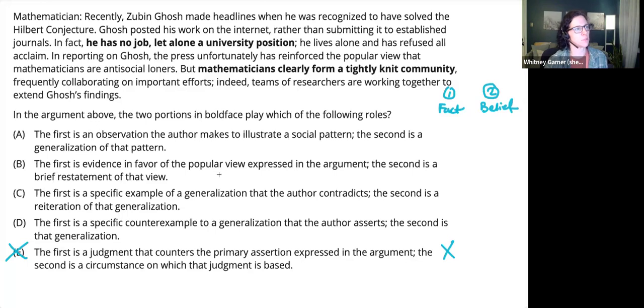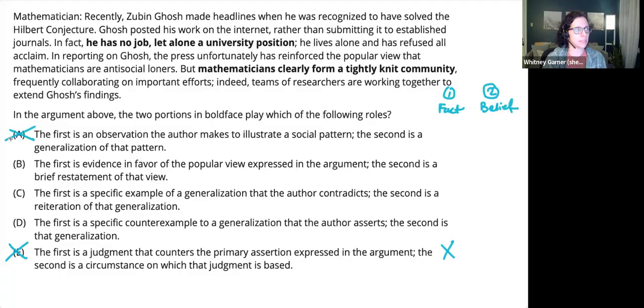Right? So if the first is an observation that the author makes to illustrate a pattern, the second would not be a generalization of that pattern. It would be the opposite. And so these two don't fit together as a pair.